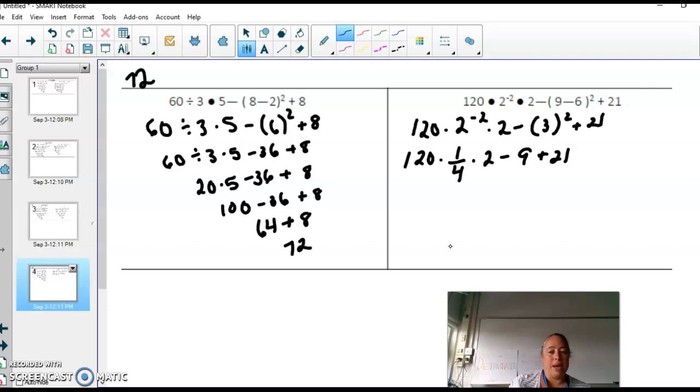Okay, back to PEMDAS, multiplying and dividing. 120 times 1/4 is 30. And I continue to rewrite. You see I'm always writing from left to right. 30 times 2 is 60. 60 minus 9 is 51. 51 plus 21 is 72.